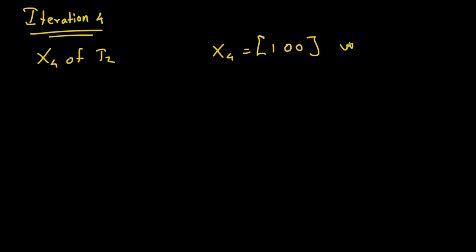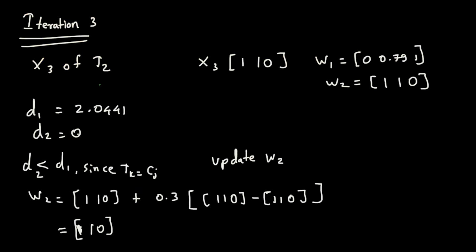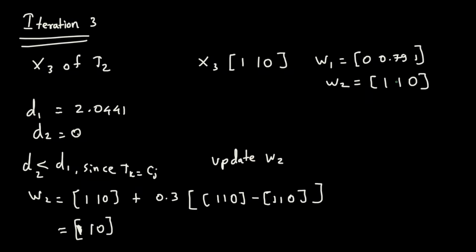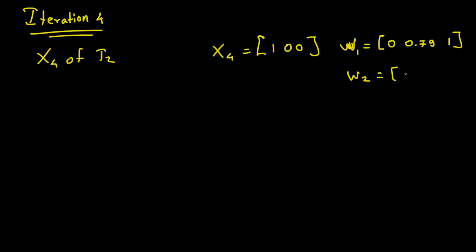Now the W1, we have to look at the last W1 value, which we brought here as well, 0.791. And then W2 value still remains the same because in the last one nothing happened, 110. Okay, again you calculate the distance.